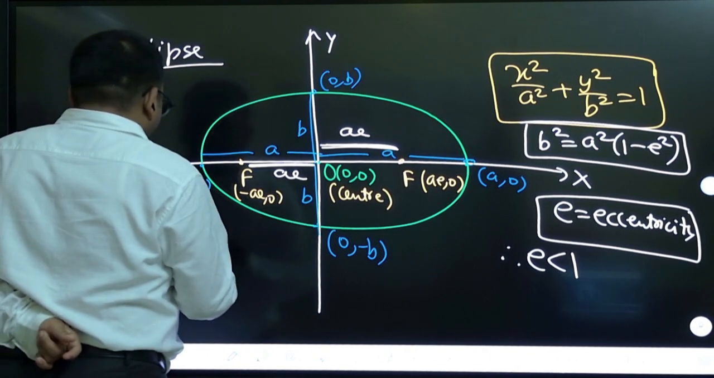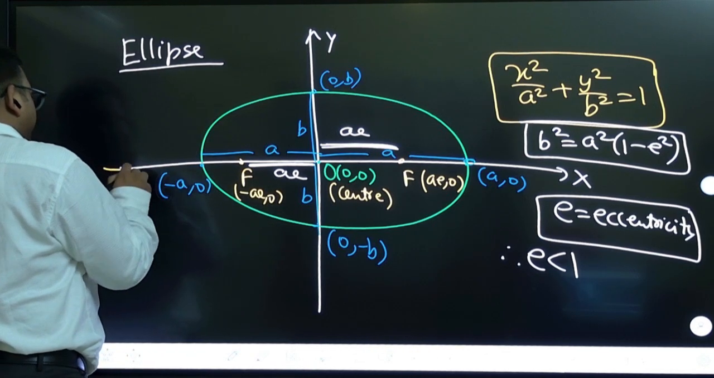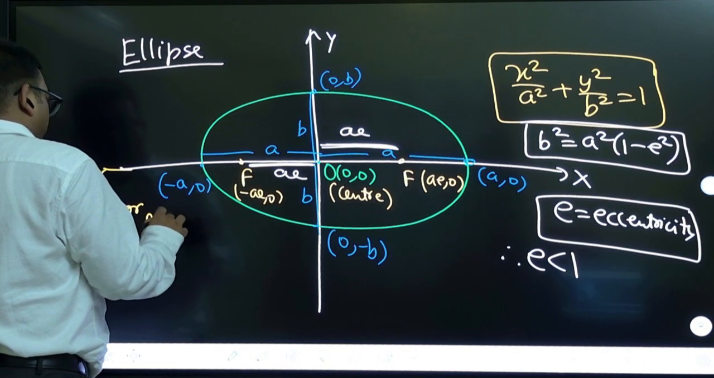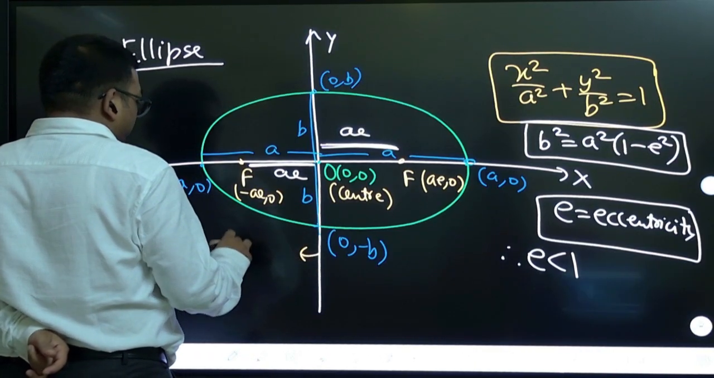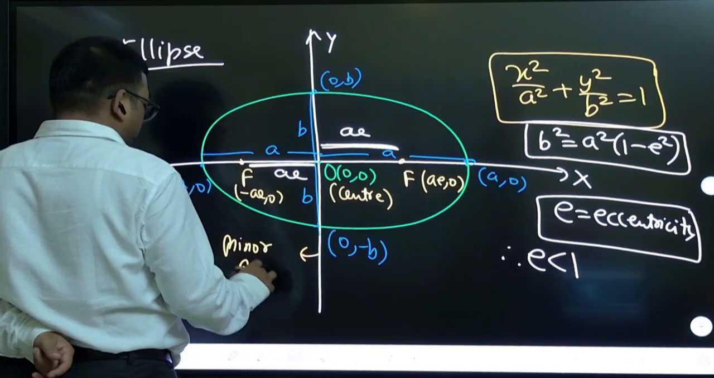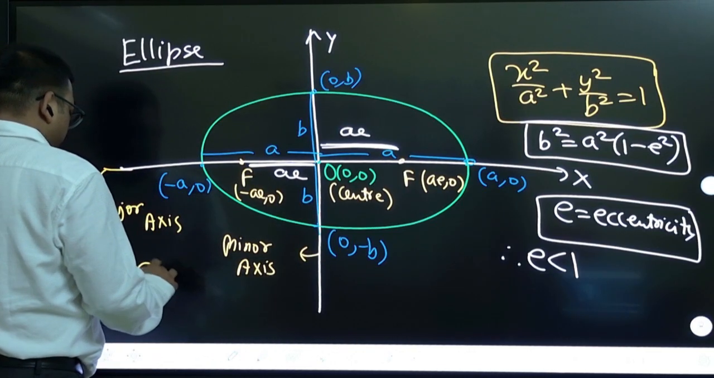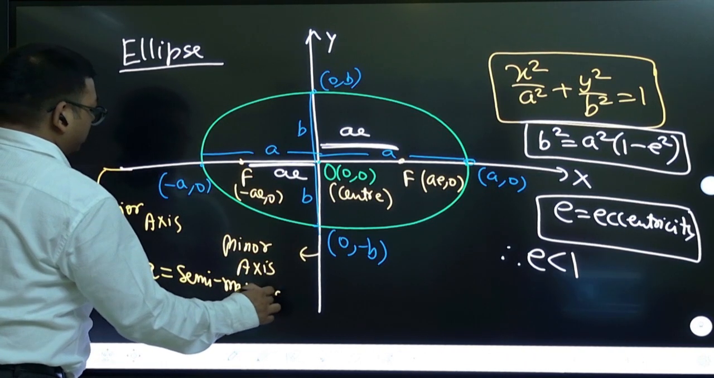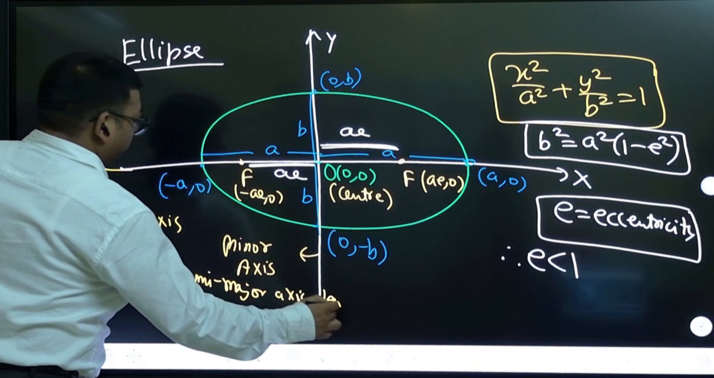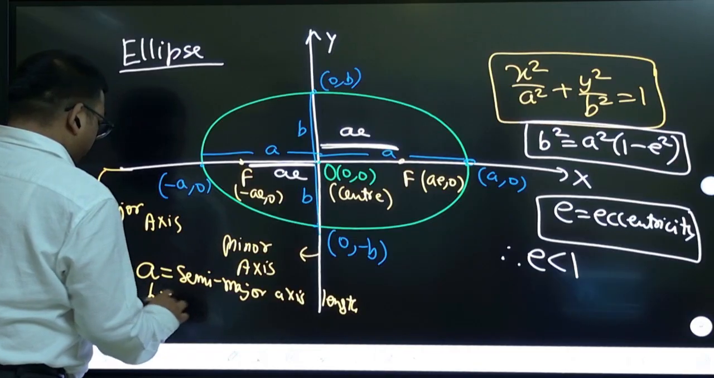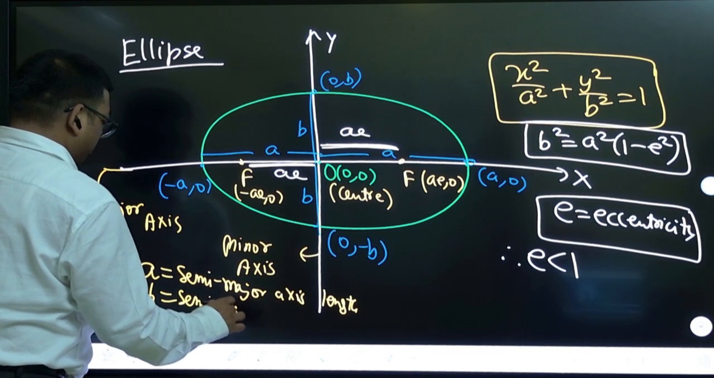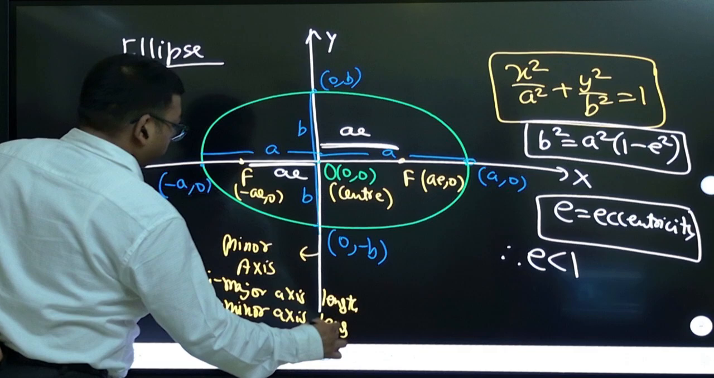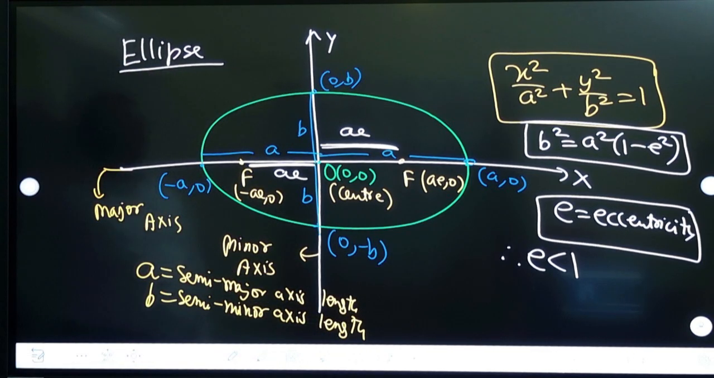And here this x-axis is called the major axis, and the y-axis is called the minor axis. And this distance a is called the semi-major axis length, and b is called the semi-minor axis length. Okay, that's what it is.